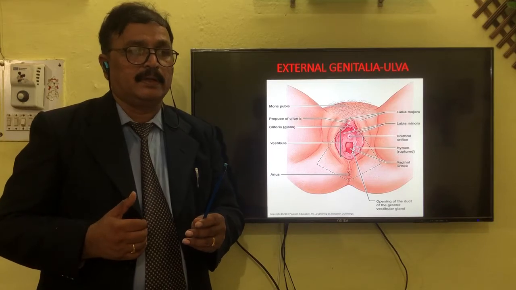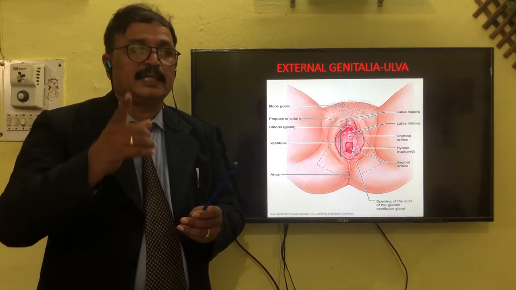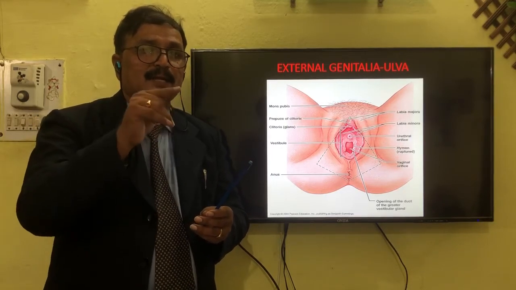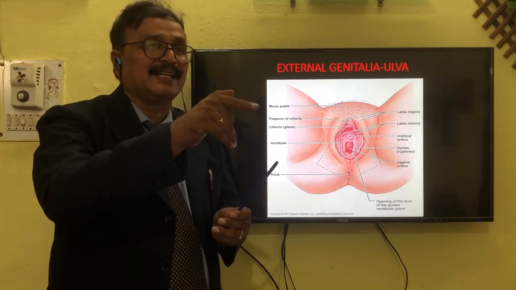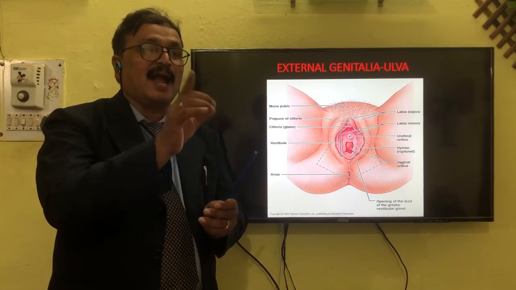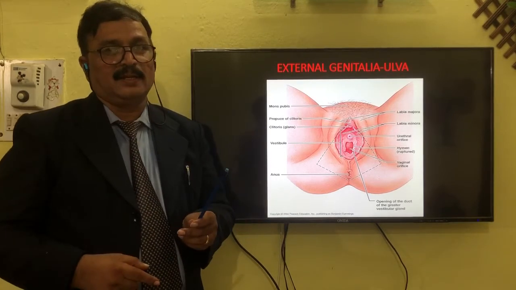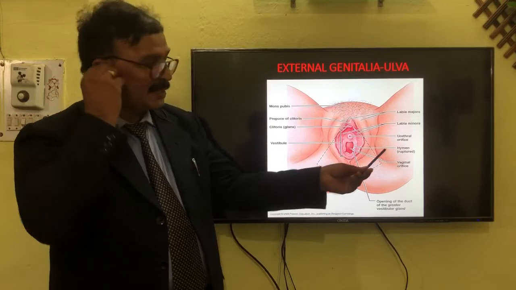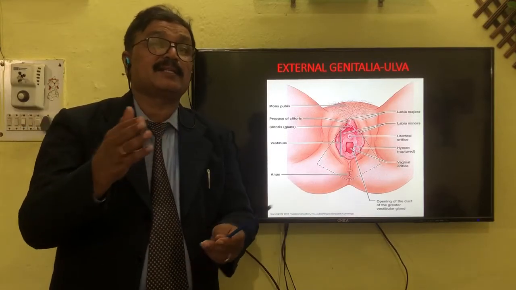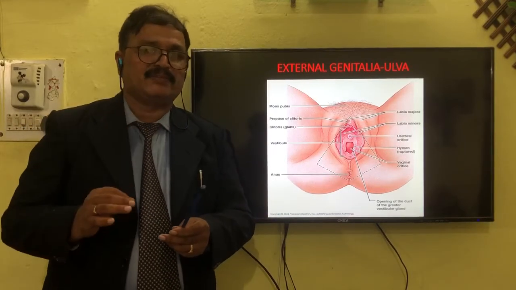So it is a general belief that if the female is having bleeding, that shows it is because of the rupture of the hymen, and the hymen was intact. That means the female is a virgin. If there is no such bleeding, if there is no rupture of the hymen, that means the female is not a virgin. This is a blind belief, I can say.